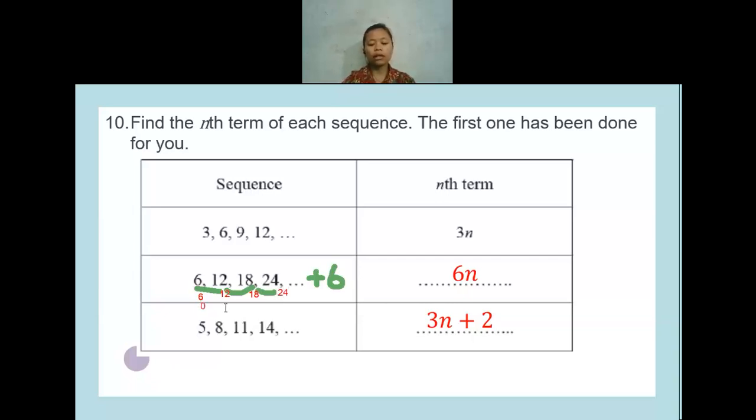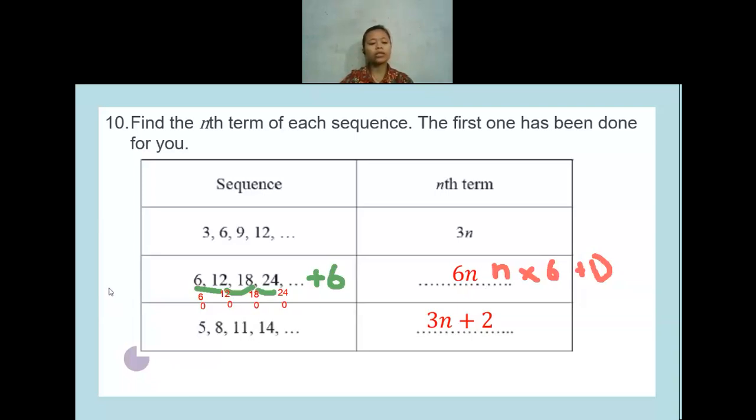So now for the nth term, you just do n multiplied by the term-to-term rule given, and then you plus it with the difference. So you have n multiplied by 6 plus 0. n times 6 equals 6n. 6n plus 0 remains 6n. So the nth term will be 6n for the first question.